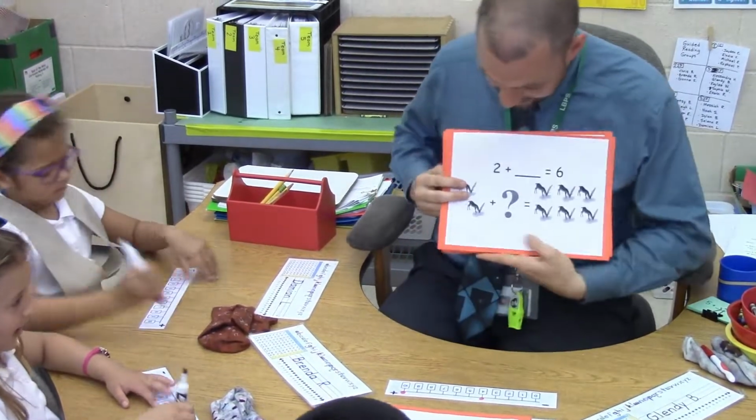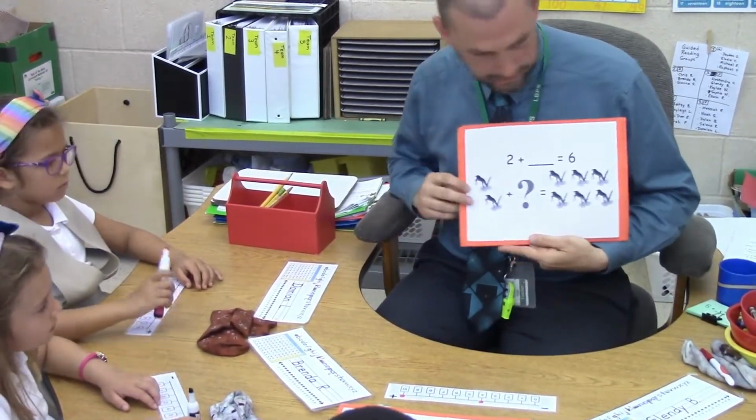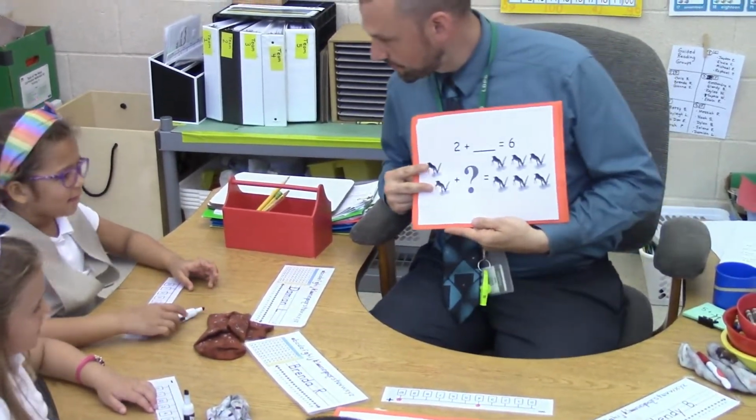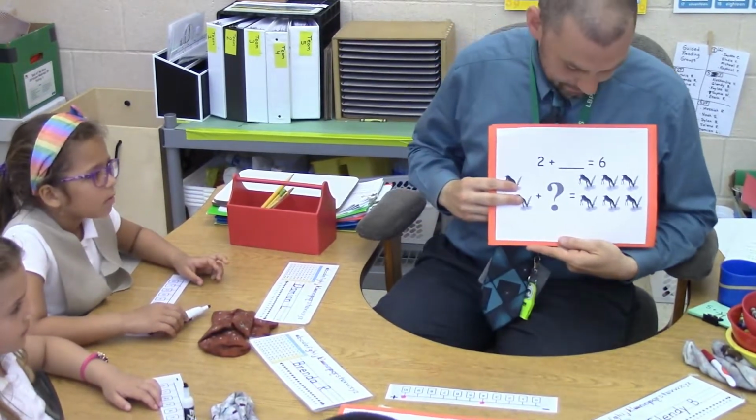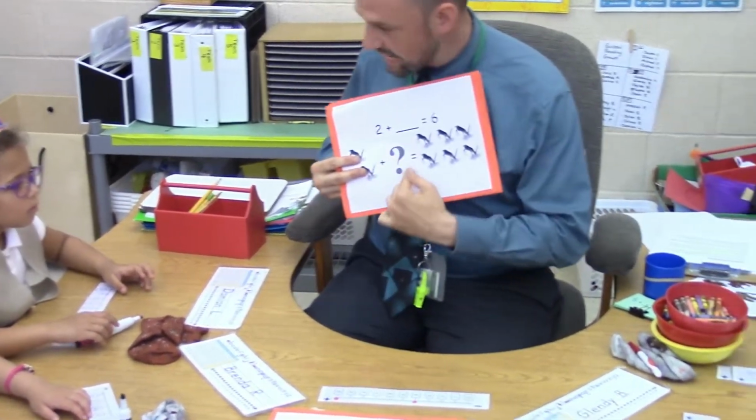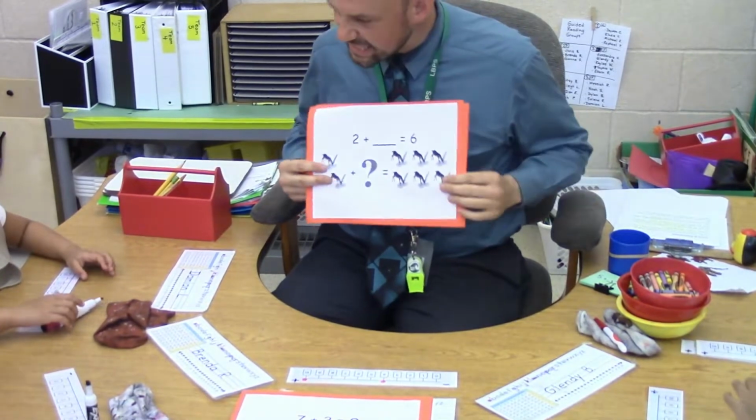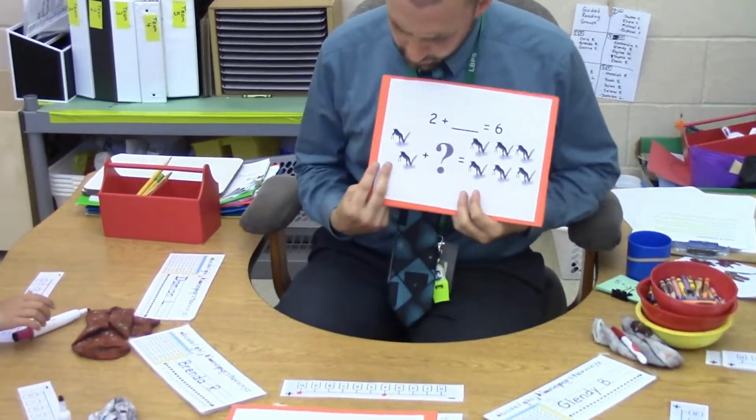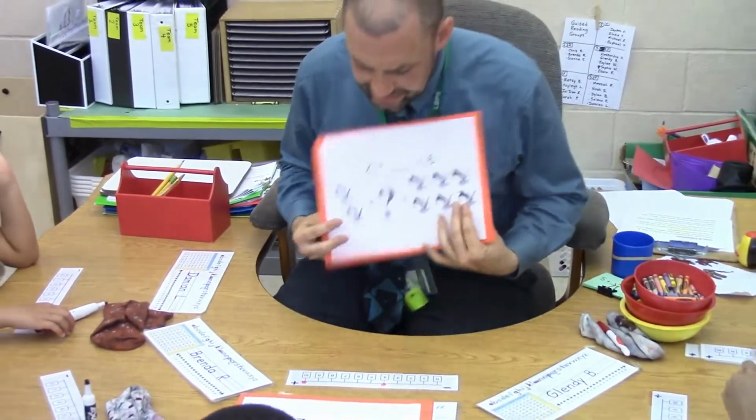So I want you to write, today our story is about gazelles. There were 2 gazelles drinking by the water, and then some more came. And at the end we had 6 gazelles. So we started with 2, and we ended with 6.